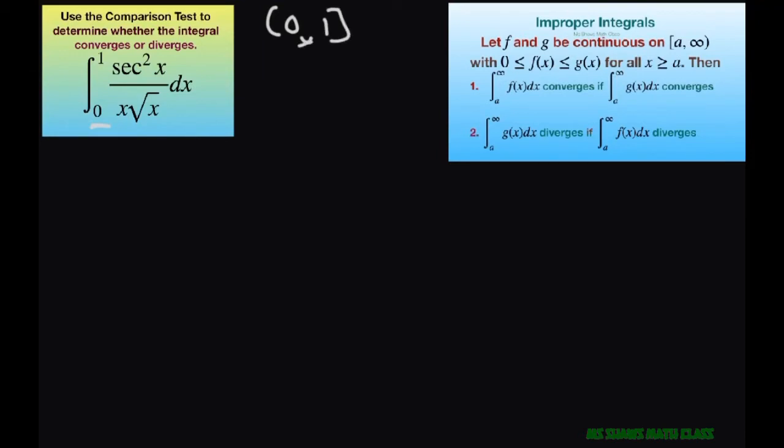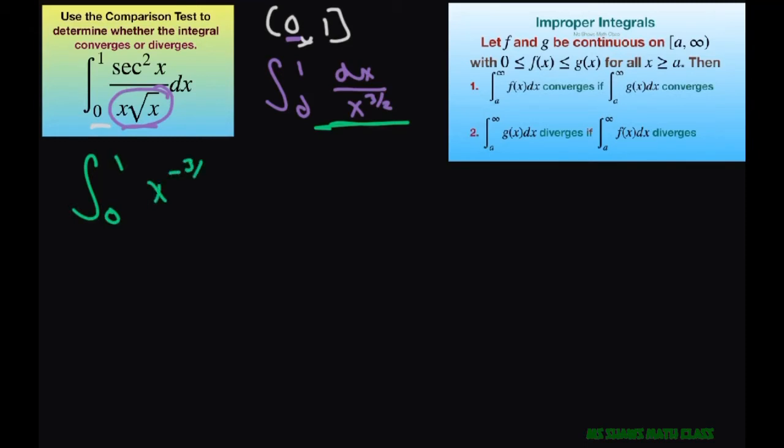So I'm going to use limits to evaluate this. Also, I'm going to compare this to the integral from 0 to 1. This is x to the 3/2 power, so this would be dx divided by x to the power of 3 divided by 2. And that's what I'm going to compare it to. So we're going to write this as the integral of 0 to 1 x to the negative 3/2 power dx.